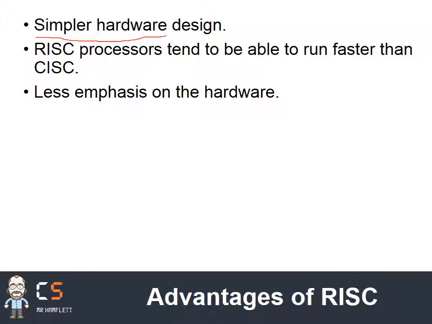RISC processors tend to be able to run faster than CISC because of the simplicity of the hardware. We can achieve higher clock speeds, and they tend to run, based on the research I've done, 2 to 4 times faster than CISC. Okay, so they are faster due to the simple hardware design. And as I said before, less emphasis on the hardware. So we're not using the hardware to do a lot of the heavy lifting. We're actually getting the code, the software, to do the same thing.